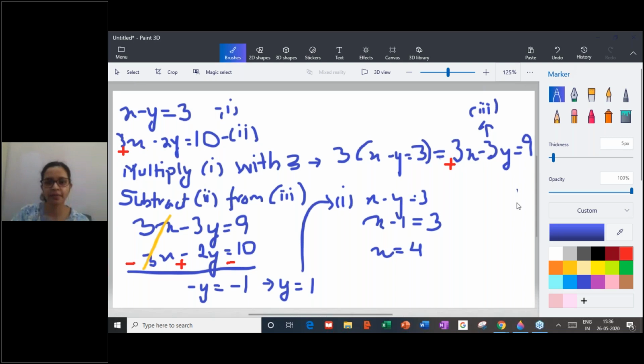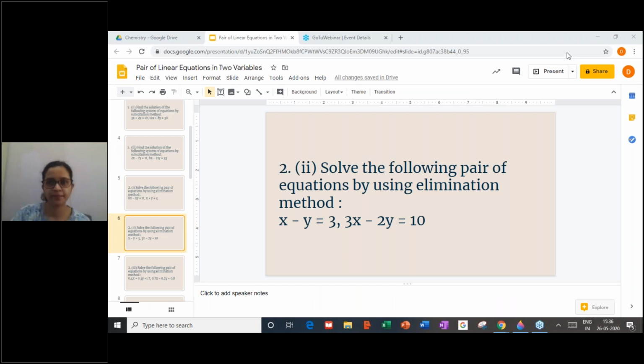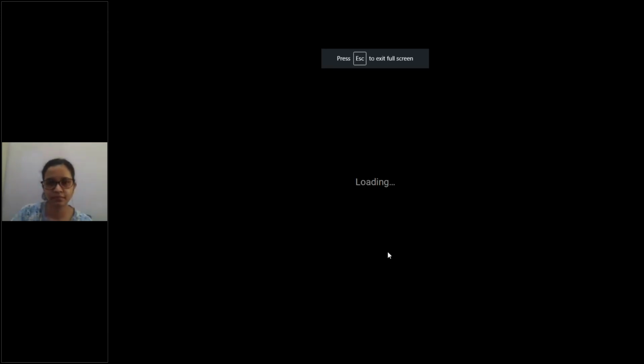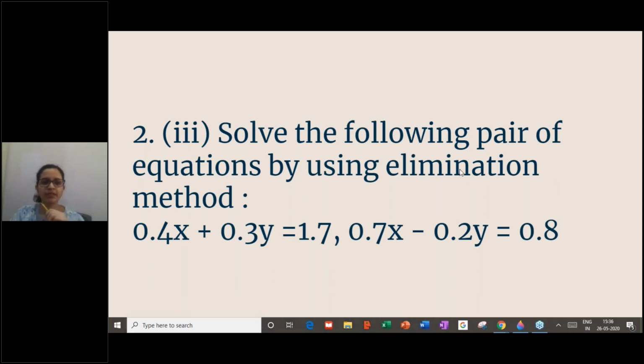Okay, so got it. So I'm going to show you the next question. Let's see if you can get this one. Yes, Pratim, I'm giving you one more question here. 0.4x plus 0.3y is equal to 1.7, and 0.7x minus 0.2y is equal to 0.8. Be careful of the decimals. What you can do is, if you want to get rid of the decimal, you can multiply something with 10 directly. Or you can solve it with decimal. Anything is fine. You'll get the same answer. So be very careful, there are decimals in this question.